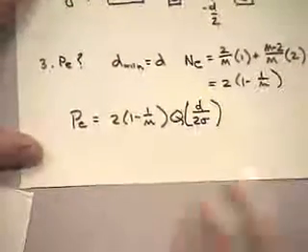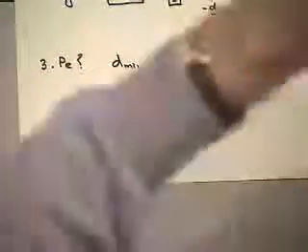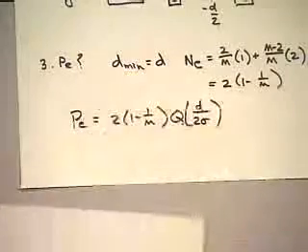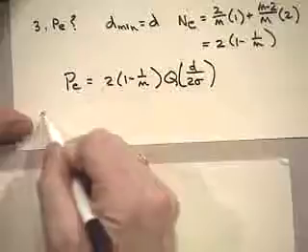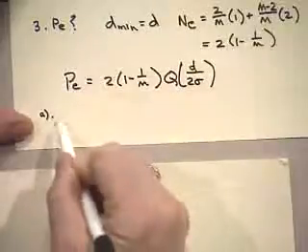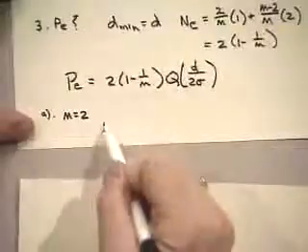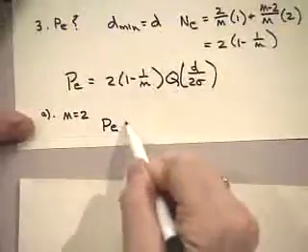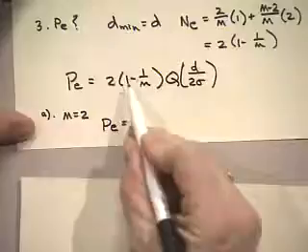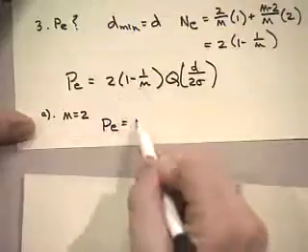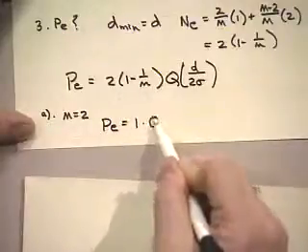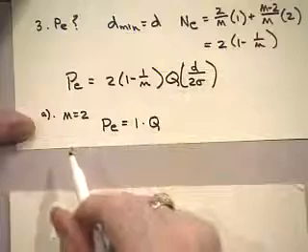Now let's just look at a few cases of what d is equal to if we pick different size constellations. Let's suppose m is equal to 2. All right. Well, then the probability of error is equal to 2 times 1 minus a half is a half. Well, that's 1 times Q of d over 2 sigma.